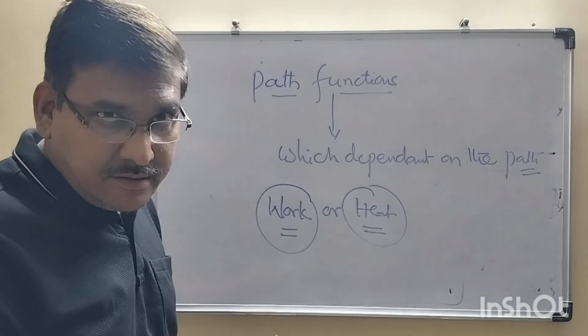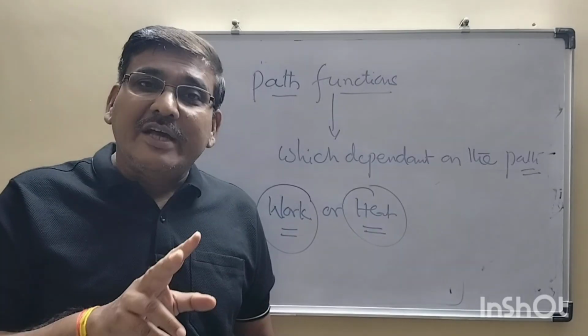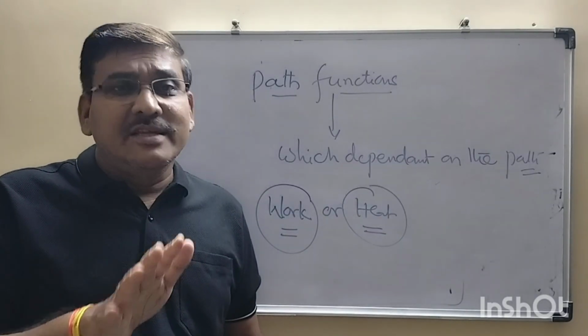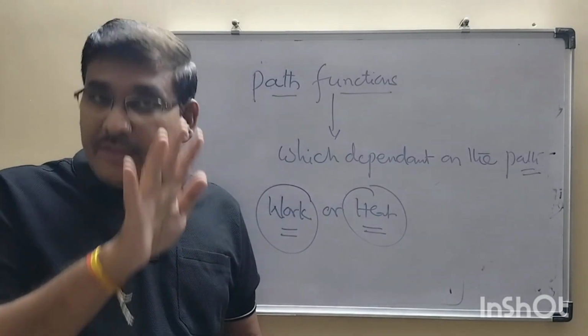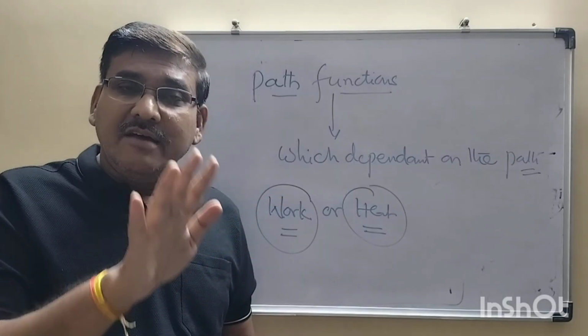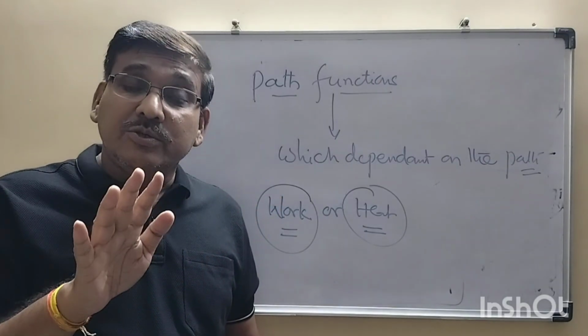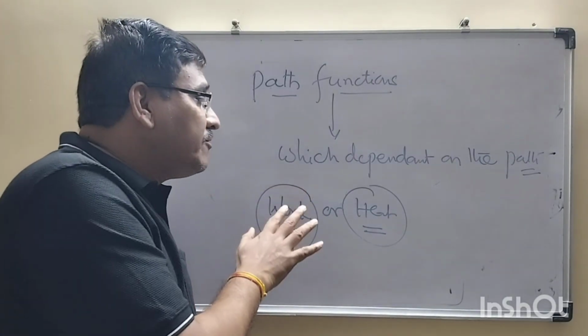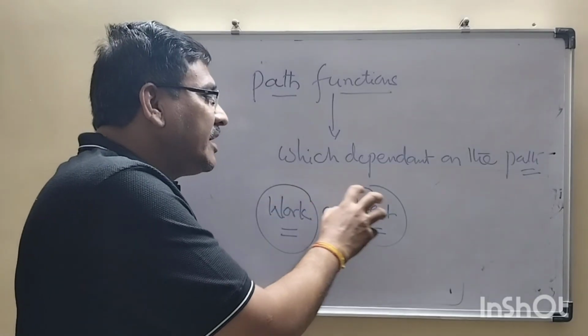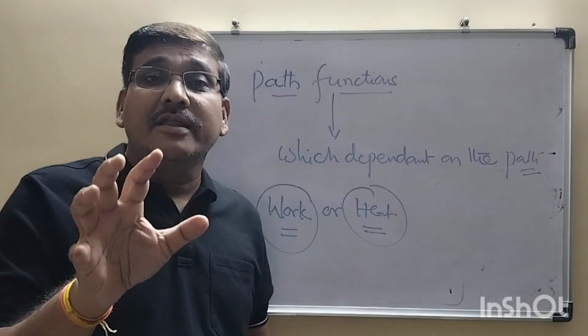Is it clear? So today I have explained the state functions, which depend on the initial and final conditions. Also today I explained the path functions, which are work and heat, which are purely dependent on the path they have come from.